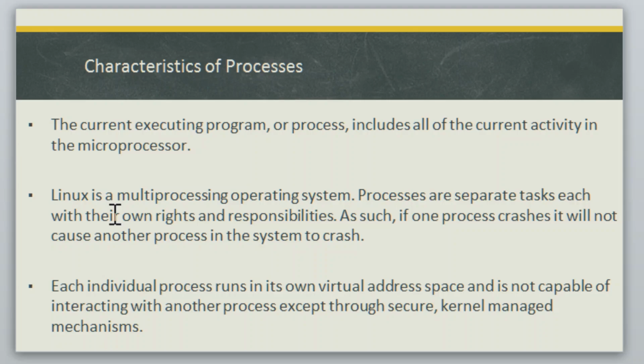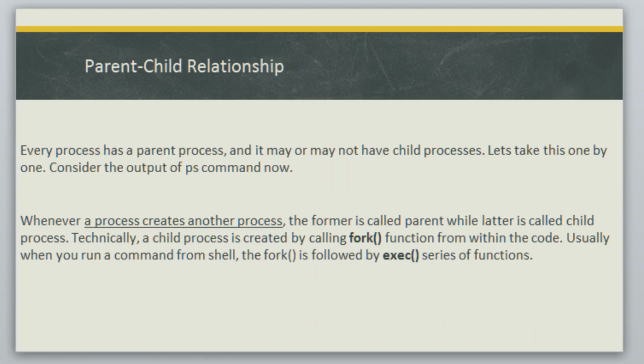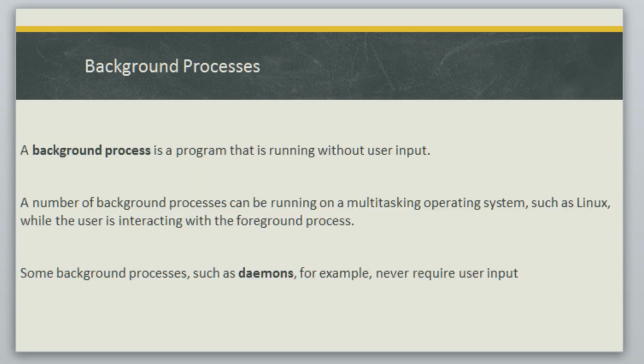Linux is a multi-processing operating system, and processes are separate tasks, each with their own rights and responsibilities. As such, if one process crashes, it will not cause another process in the system to crash. Each individual process runs in its own virtual address space and is not capable of interacting with another process except through secure, kernel-managed mechanisms.